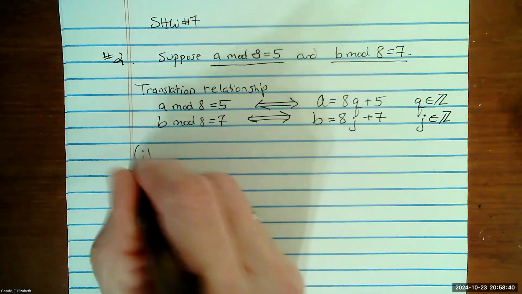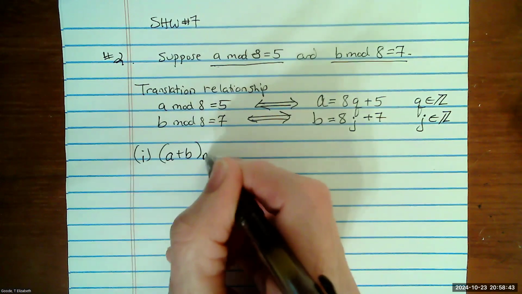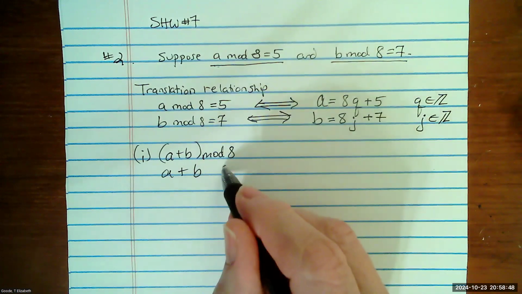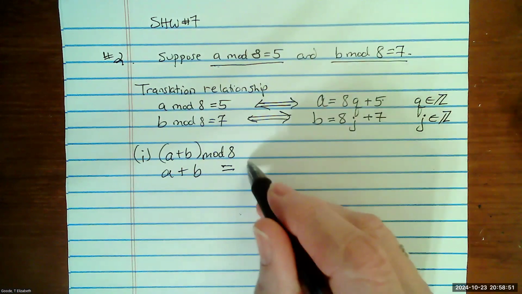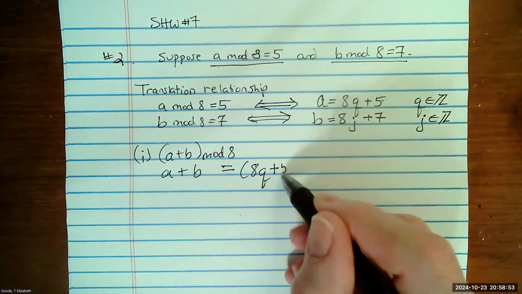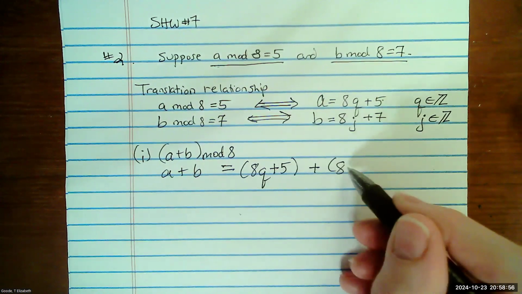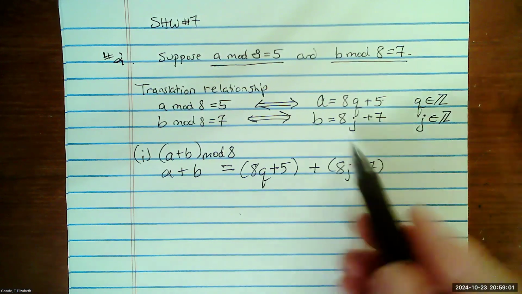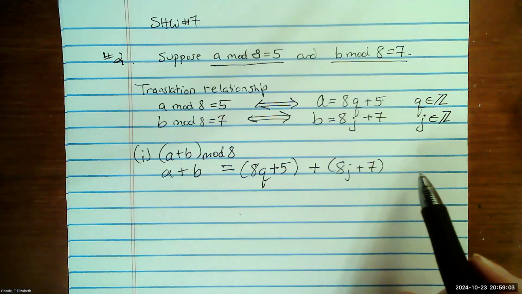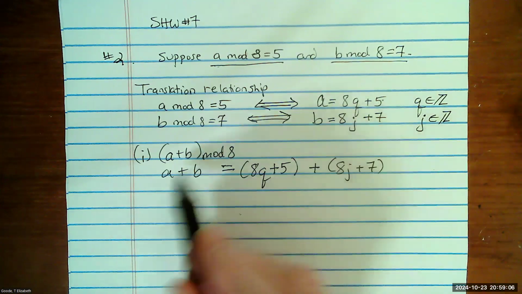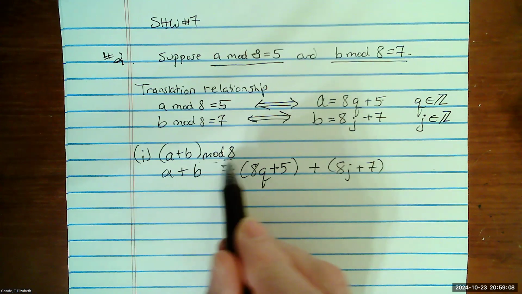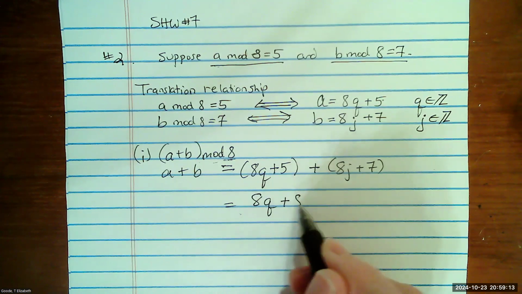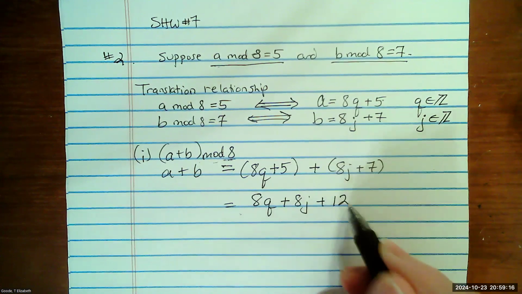All right, great. So we want to look at A plus B mod 8. So A plus B is 8Q plus 5, that's A, plus B, 8J plus 7. You with me? Yes, I am. That makes sense. So we're going to try to factor out all the 8s that we can, because we're going to figure out what this is mod 8, right? So we've got 8Q plus 8J plus 12.